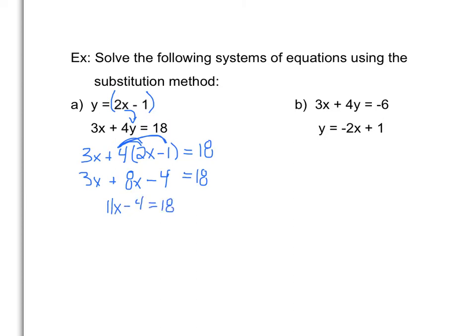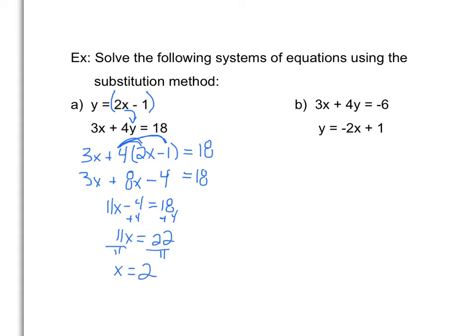I'm trying to solve for x here, so I'm going to try to get the x alone. I'm going to add 4 to both sides. So now we have 11x equals 18 plus 4, which gives us 22. And the last step is to divide everything by 11. So my x is equal to 2.